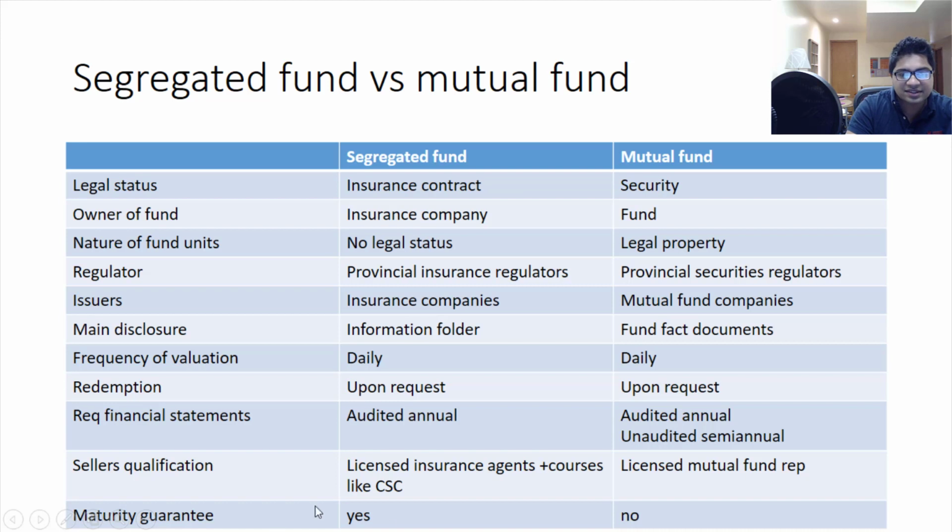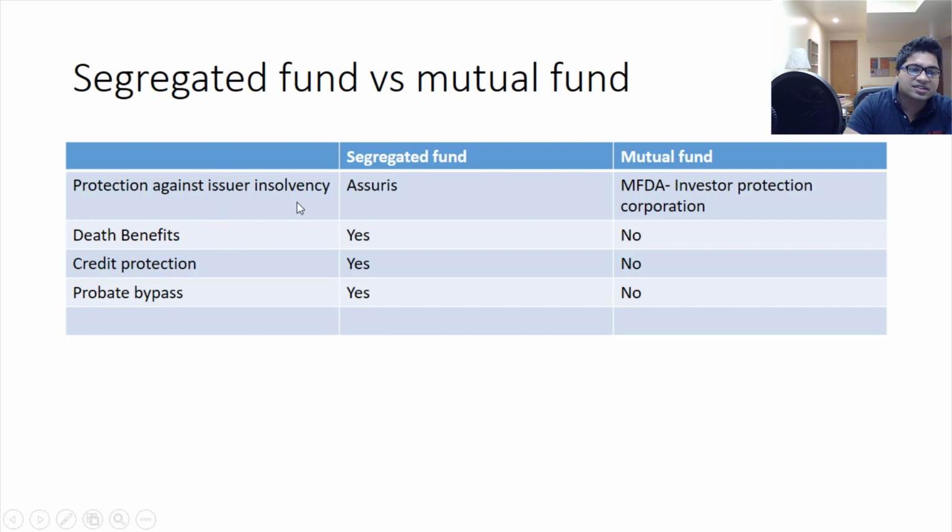Guaranteed amount: yes, it is there in segregated funds, it is not there in mutual funds. Protection against issuer insolvency: it is provided by Assuris. Means if the insurance company defaults, some kind of insurance is provided by Assuris. In case of mutual fund, it is provided by MFDA Investor Protection Corporation. Then there are death benefits in segregated funds. There are no death benefits in mutual fund. Credit protection is there in segregated funds. Credit protection is not there in mutual fund. It bypasses probate. It doesn't bypass probate.